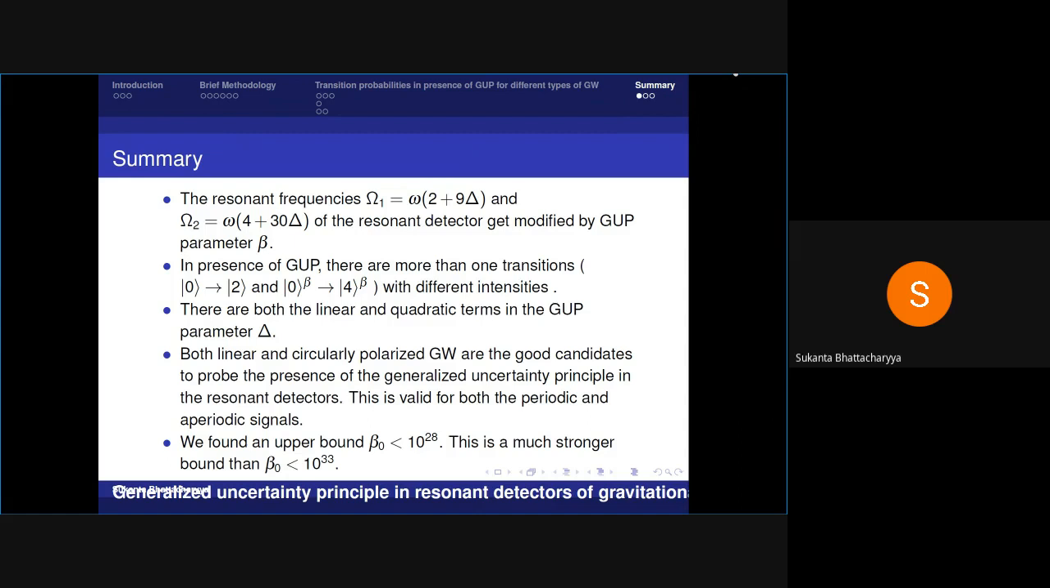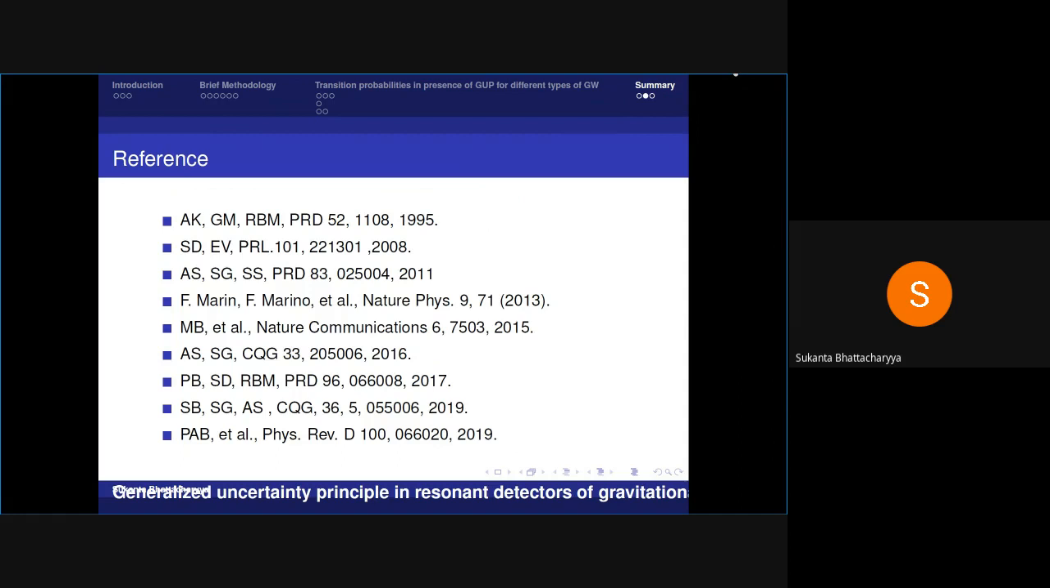This is valid for both the periodic and aperiodic signal also. At last, we found an upper bound of the dimensionless GUP parameter beta zero, which is beta zero less than 10 to the power 28. This is a much stronger bound than the beta zero less than 10 to the power 23, which was found earlier. Next, here are some references, and thank you very much.